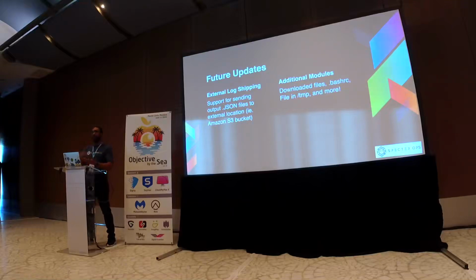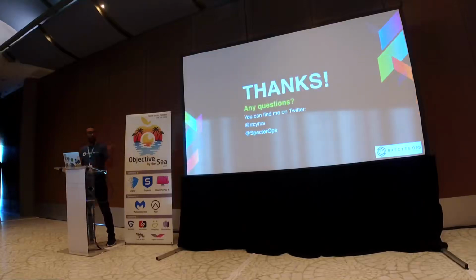After I ship it off to an S3 bucket, confirm that, and actually remove that JSON file from the system, right? And so from the S3 bucket, I could then send it to the SIM solution on my end. And then also additional modules like downloaded files, which would be interesting, concepts of like bashrc files and temp, and basically anything that you want in there. If there's something that I missed, you could just do a pull request on GitHub and I'll gladly add it in there.